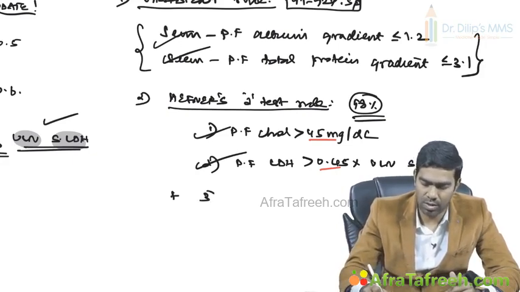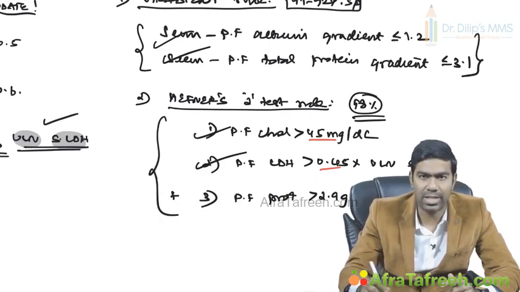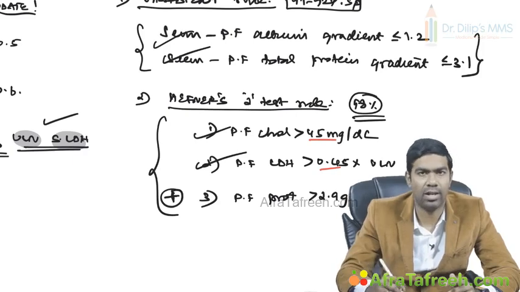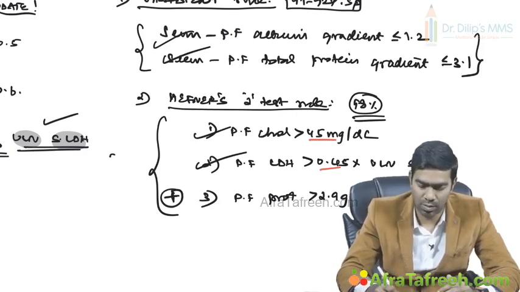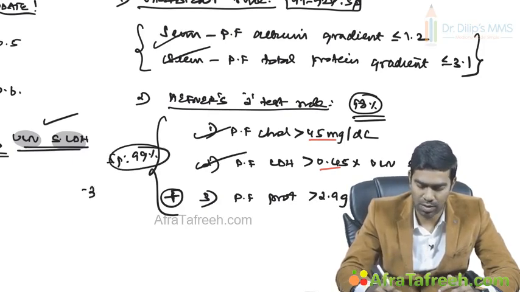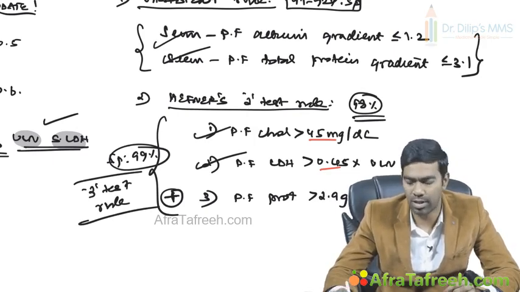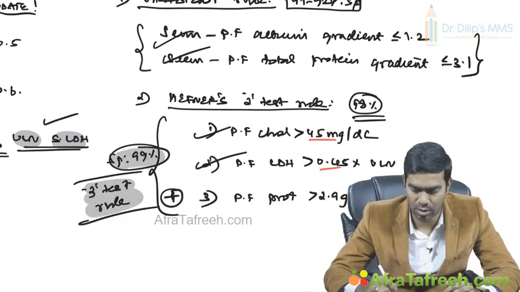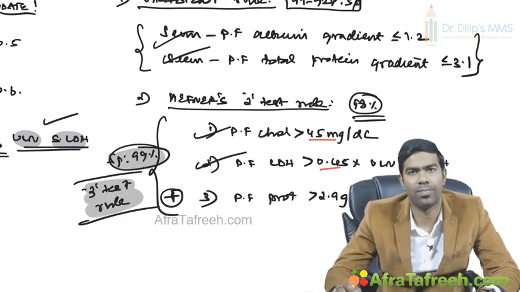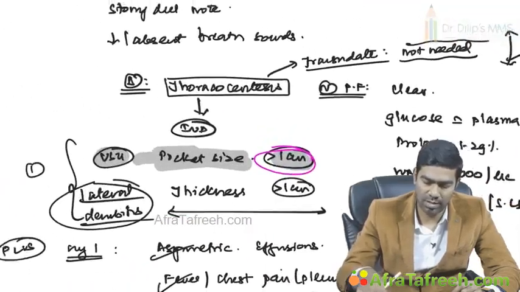You can add another rule, a third one, where you can tell pleural fluid protein, if it's more than 2.9 grams per deciliter. If all 3 are present, now the specificity becomes 99%, almost 100%, and this is what we refer to as a 3-test rule. Along with Hefner's rule, if you add one more entity, that is pleural fluid protein more than 2.9 grams per deciliter, that becomes a 3-test rule, and that has a specificity of 99 to 100%. So now thoracocentesis itself has some complications.